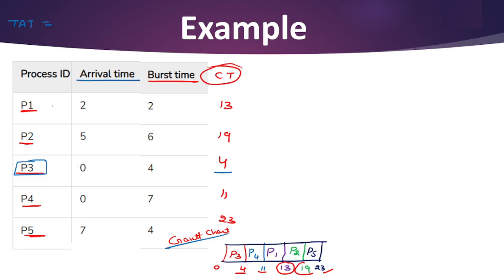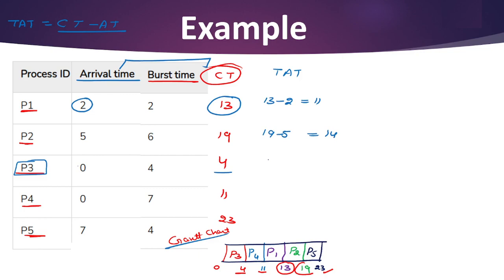Let's say process P2 arrives at 2 and completes its execution at 13. So the time between arrival and completion is called the turnaround time. So it is completion time minus arrival time. Okay, so turnaround time, write down its formula here. So 13 minus 2 is 11. Then we have 19 minus 5, 14. Then we have 4 minus 0 is equal to 4. 11 minus 0 is equal to 11 and 23 minus 7 is equal to 16.